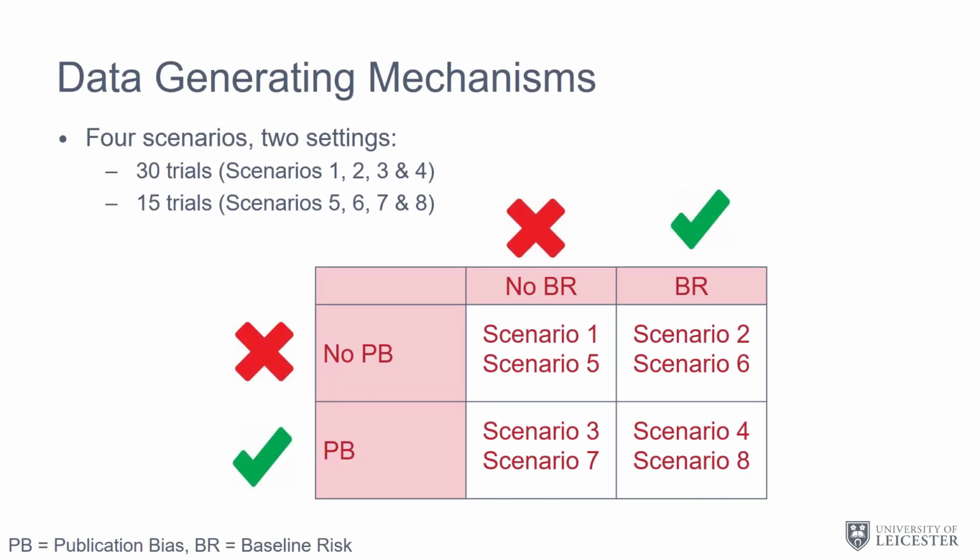So we looked at 4 scenarios across 2 settings. The 2 settings were 30 trials for every meta-analysis, and the second setting looked at 15 trials in a meta-analysis. And then our 4 different scenarios, we looked at different combinations of the baseline risk interaction and publication bias being present. So we started with neither present, and then we looked at one without the other in both cases, and then we looked at what happened when both baseline risk interaction and publication bias were present.